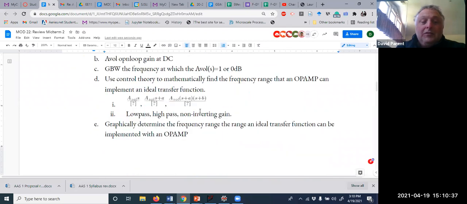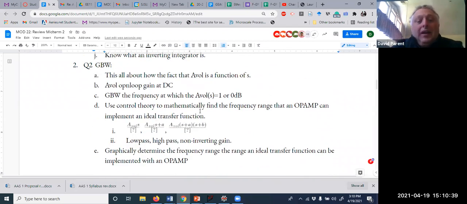Now then question 2, it's on gain bandwidth. And these questions, it's really, the open loop gain is a function of frequency, right?